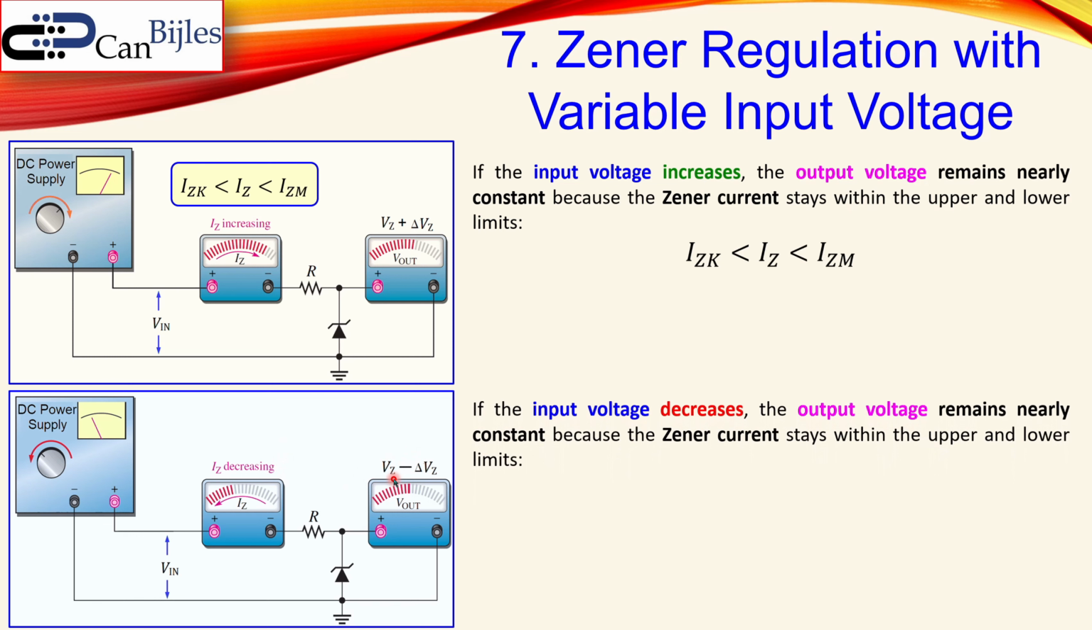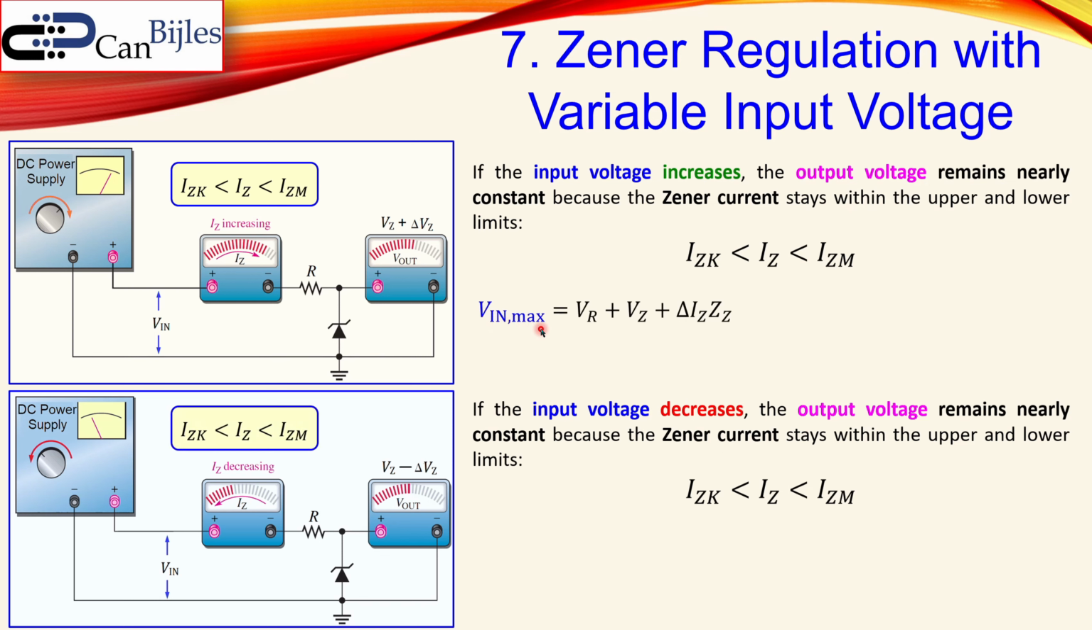Then I will go down with my VZ, and the input decreases, but the output voltage will remain nearly constant at that value, because we're staying between those two values. So the basic message here is, when you increase your input voltage, it will definitely increase the current here, but the voltage across the Zener diode also, for this case when you decrease it, must stay nearly constant. That is actually the regulation when you change the input voltage.